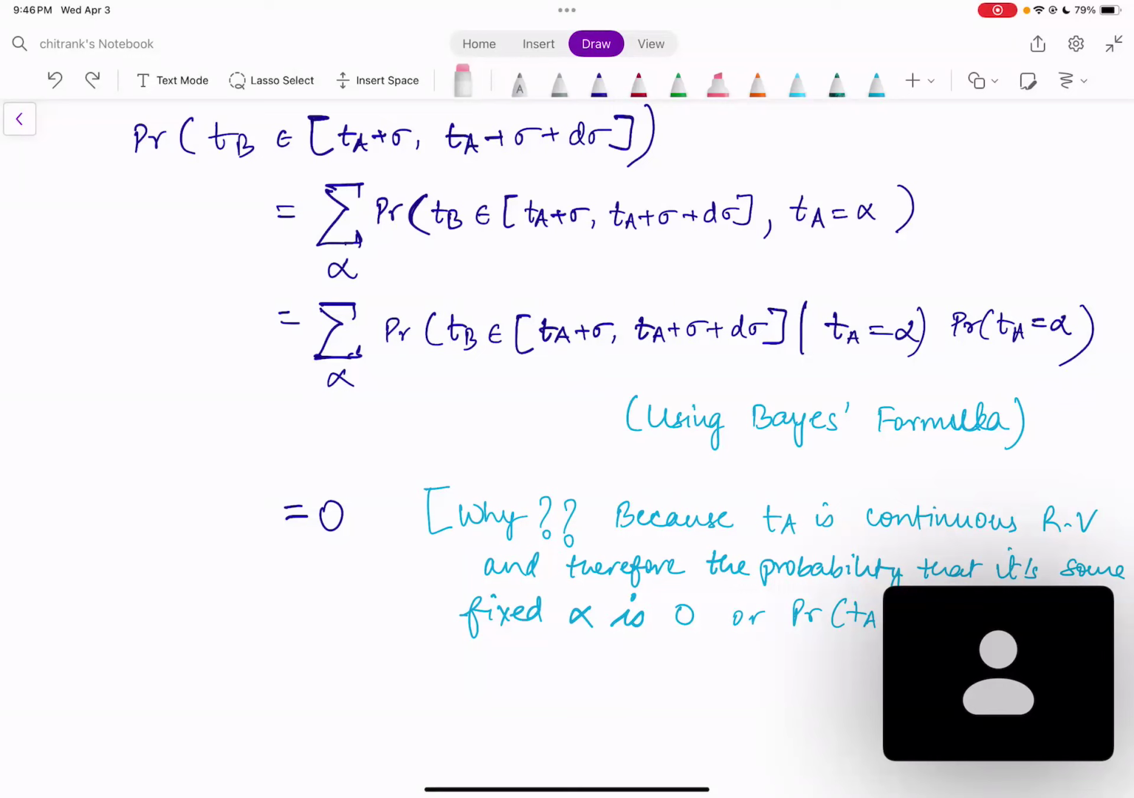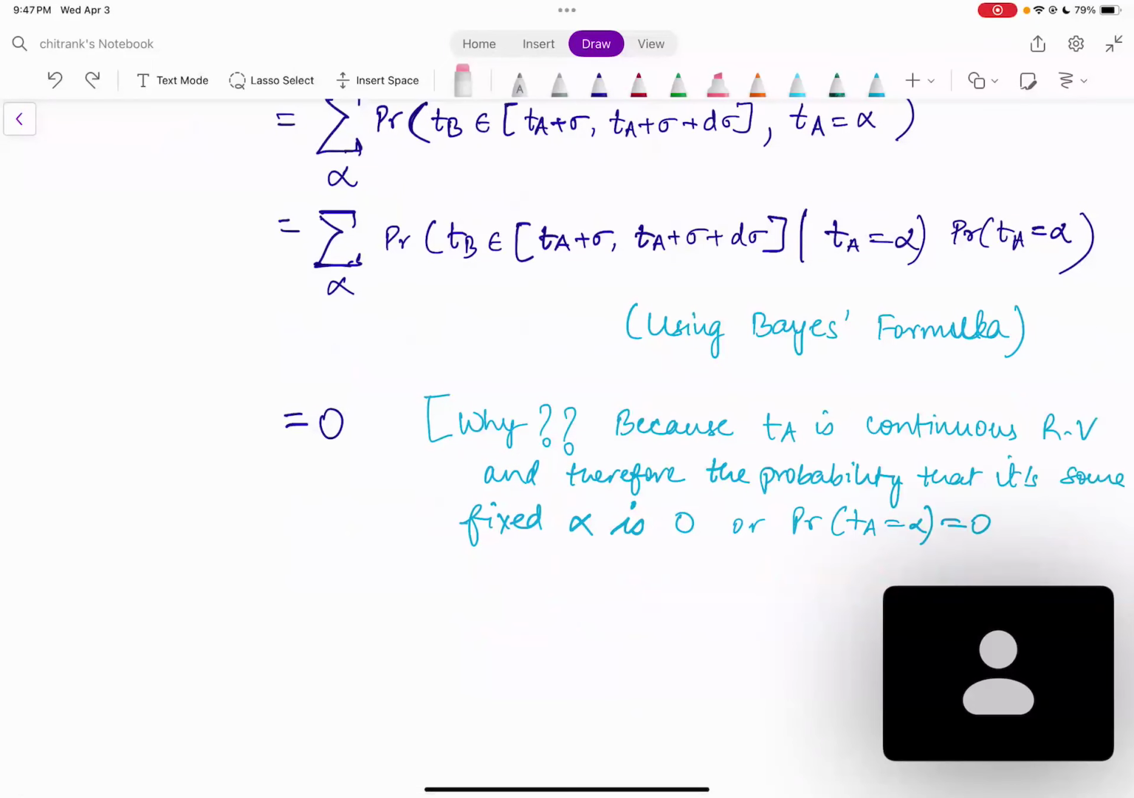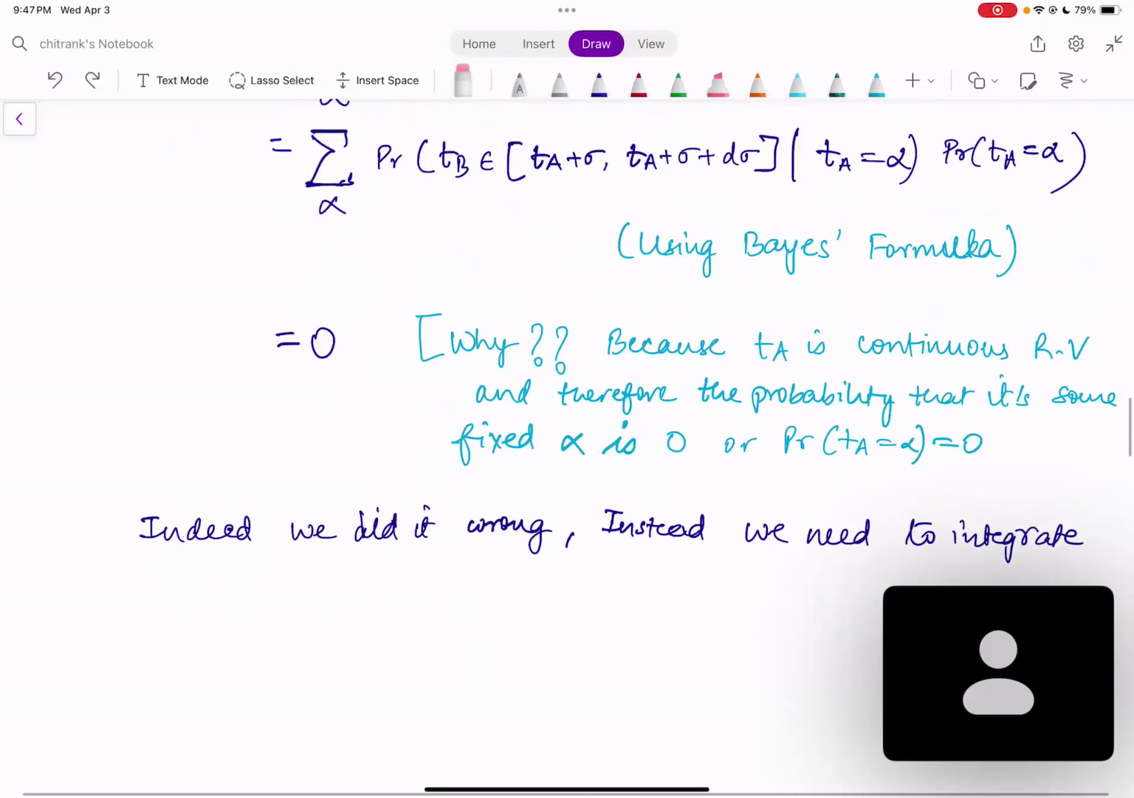So even if alpha ranges over an infinite space over which you're summing, that does not matter because you're summing exactly zero. The probability that TA is going to be alpha is exactly zero, whether or not you believe it. So what is it that we are doing wrong? What we are doing wrong is that instead of integrating, we did the summation. Well, I should not say that we should do integration over summation, because integration is nothing but summation.